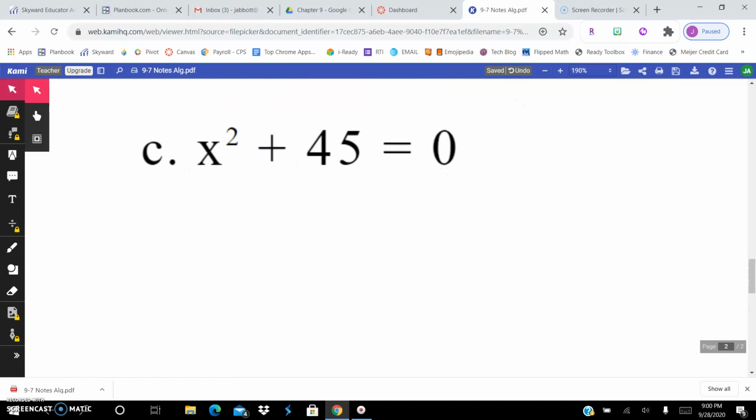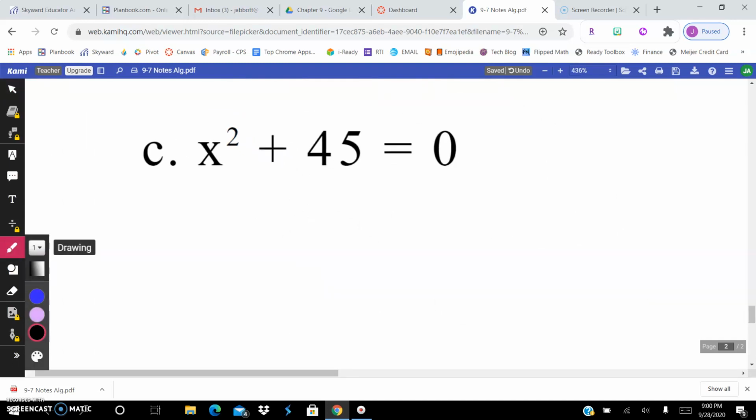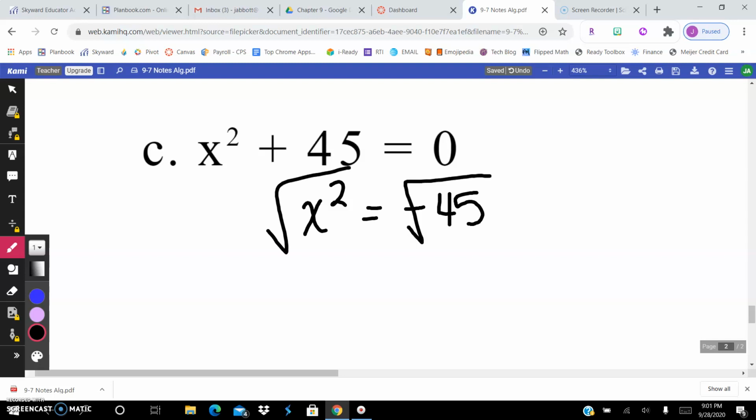And our last one here, we're going to subtract 45 from both sides. So I'm going to be left with x squared. 0 minus 45 would be negative 45. Take the square root of both sides. Get x over here, but there's that negative under the radical again, and I can't do that, so no solution.